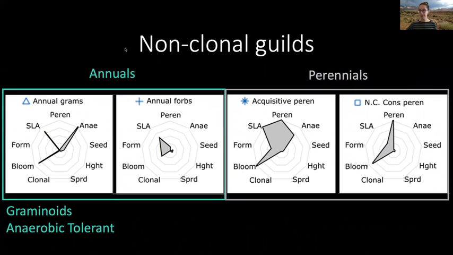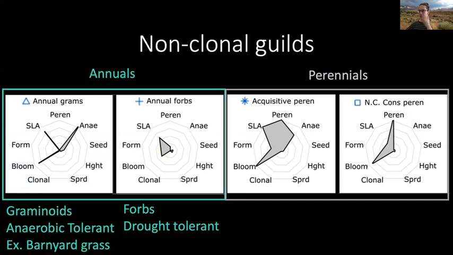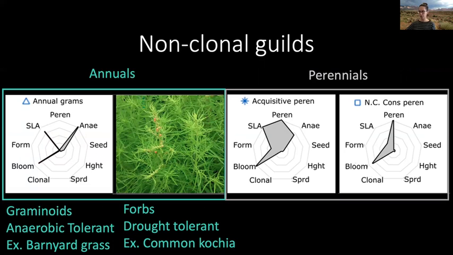The clonal annuals were further divided by graminoids and forbs. So we have annual graminoids, which were anaerobic tolerant, for example, barnyard grass, and then annual forbs that were drought tolerant, for example, common kochia.